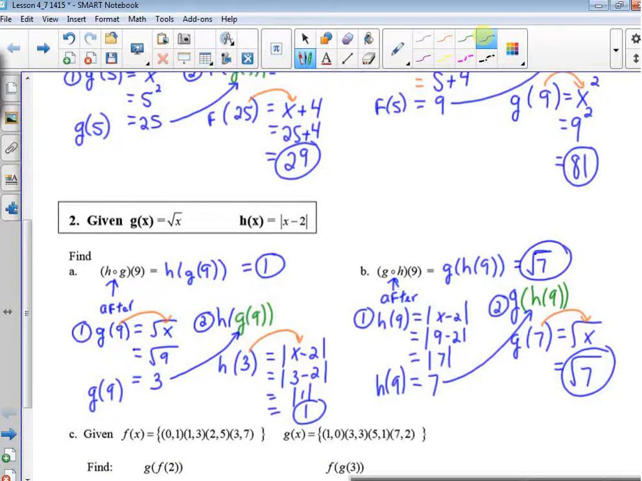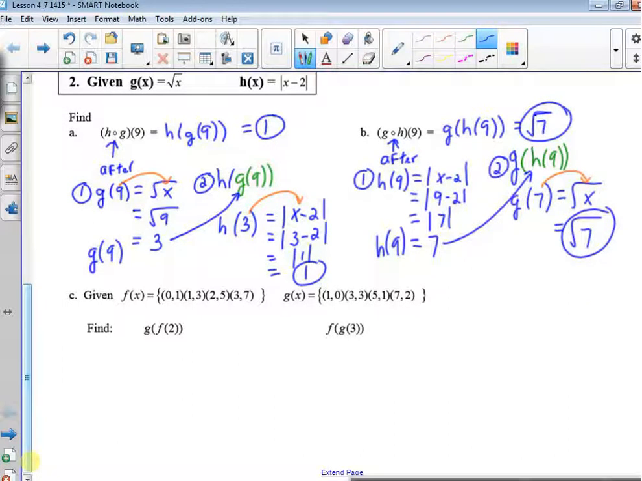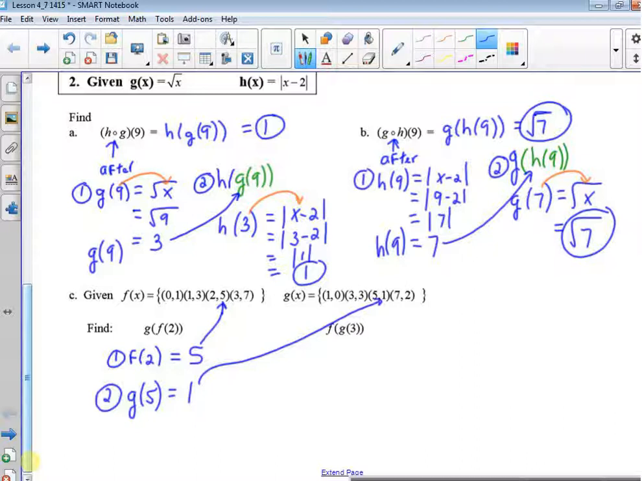Okay? Now with coordinates, similar, not as much work. We're going to find f of 2 first. Remember, f of 2 is an x-coordinate, so what's the matching y-coordinate? 5. And then I want g of 5. So now look at what is the matching coordinate for that, and it is 1. So g of f of 2 is equal to 1.